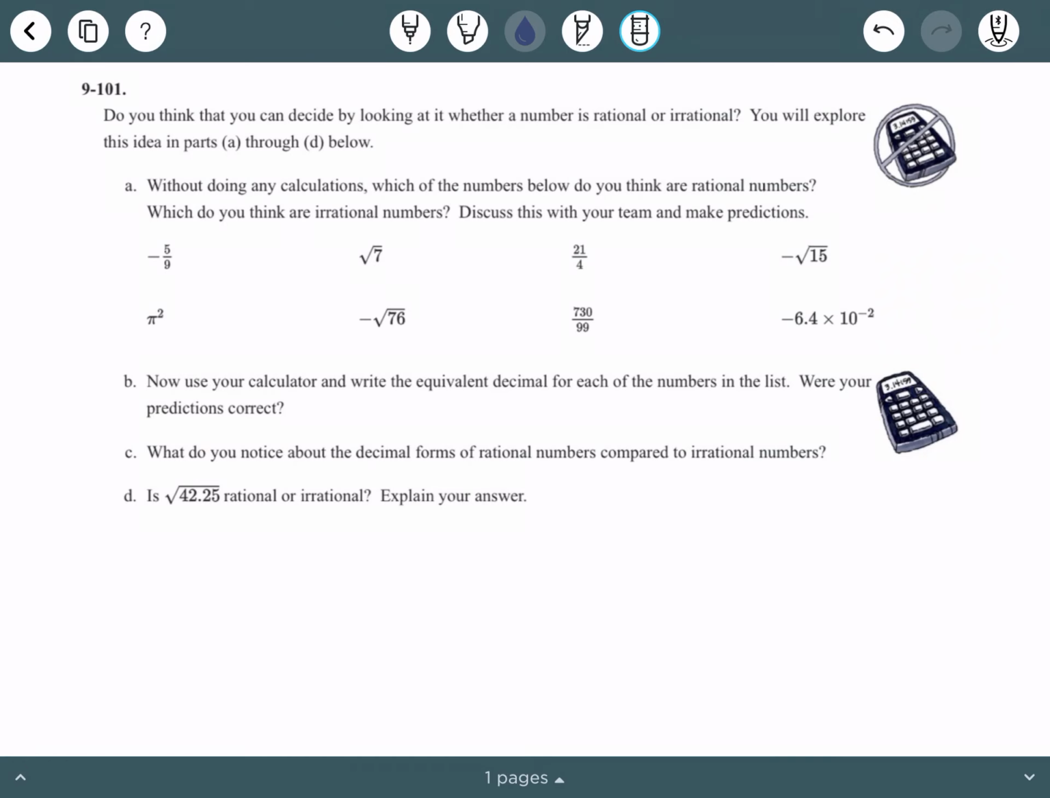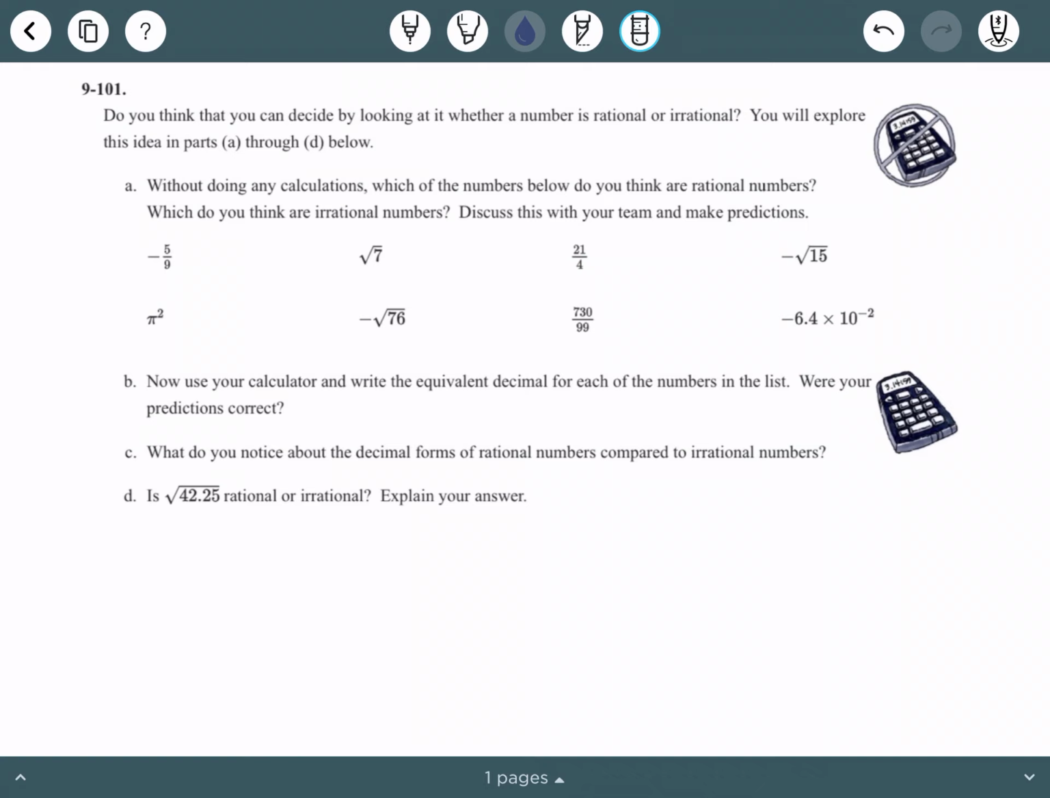Problem 9-101. Do you think that you can decide by looking at a number whether a number is rational or irrational? You will explore this idea in parts A through D below. Part A, without doing any calculations, which of the numbers below do you think are rational numbers? Which do you think are irrational numbers? Discuss this with your team and make predictions.